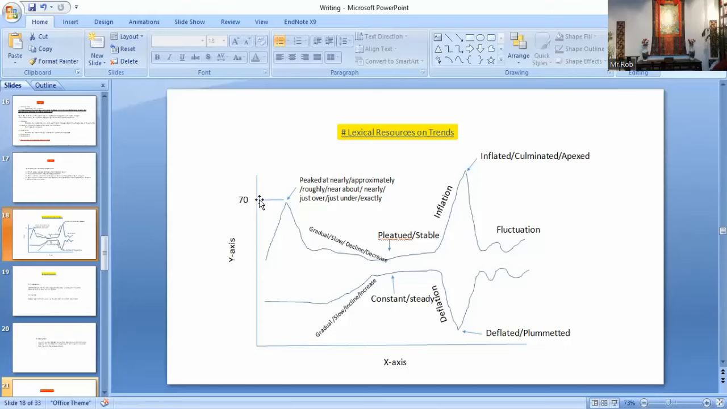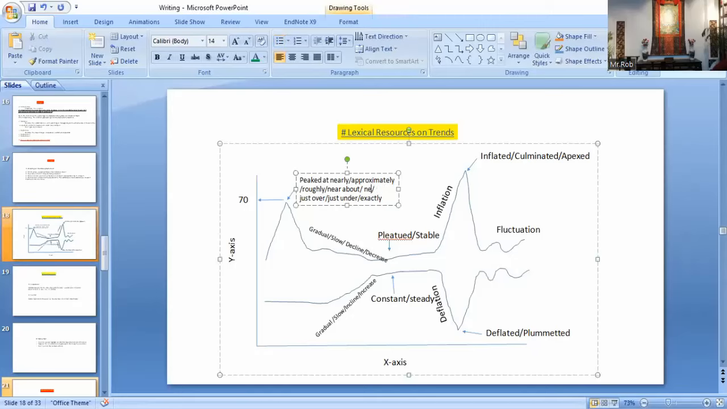We cannot say that it is exactly here because if you draw a line perpendicular to this mark, it might go a little bit above or a little bit below this standard mark, right? So we have to use words like nearly, approximately, roughly, near about, just above, exactly, and these types of words. Okay, so you have to take care of these things.